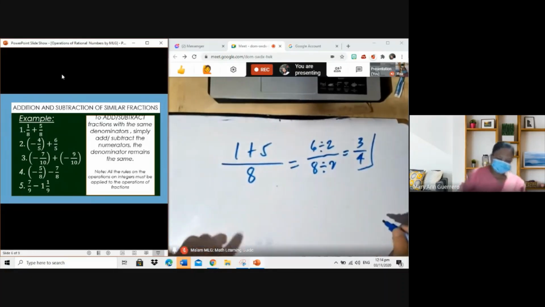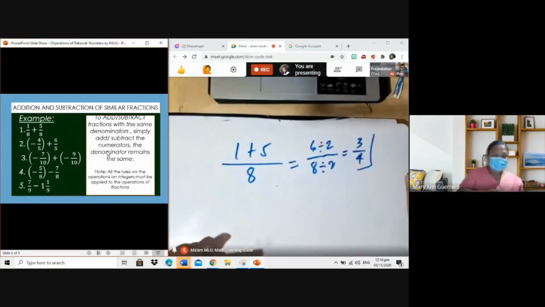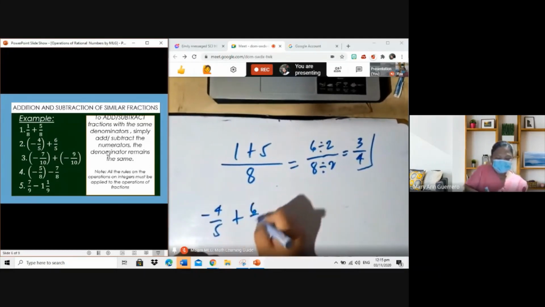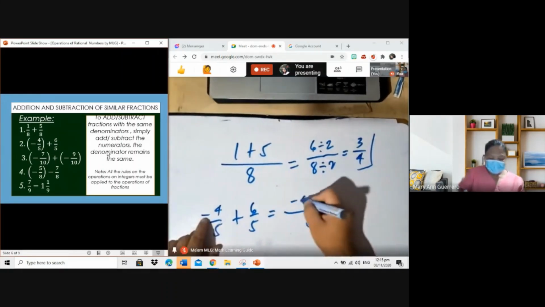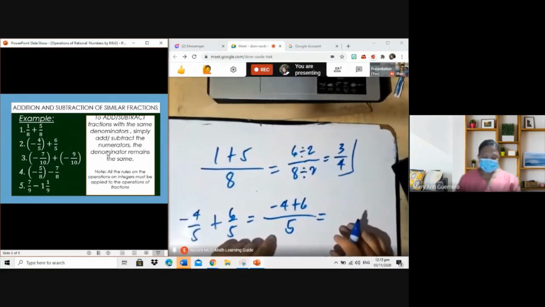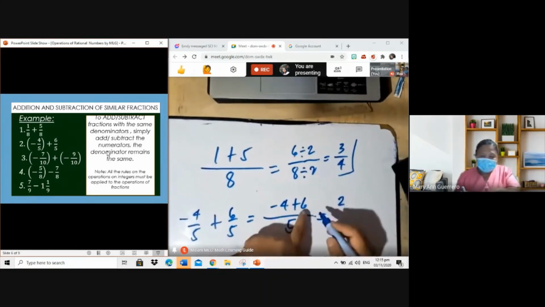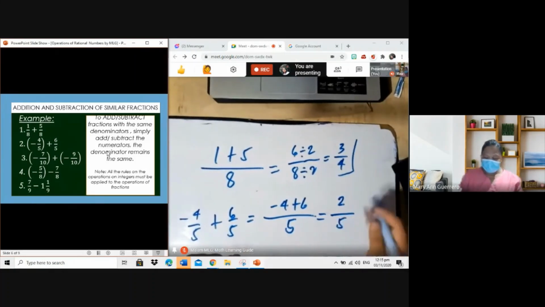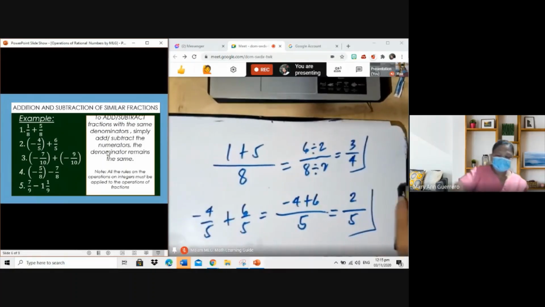For number 2, we have negative 4/5 plus 6/5. So, copy the common denominator, then add the numerators. Remember, we have to apply the rules of adding integers here. Unlike signs, subtract their absolute values, then get the sign of the bigger absolute value. So that is 2 over 5. Final answer.